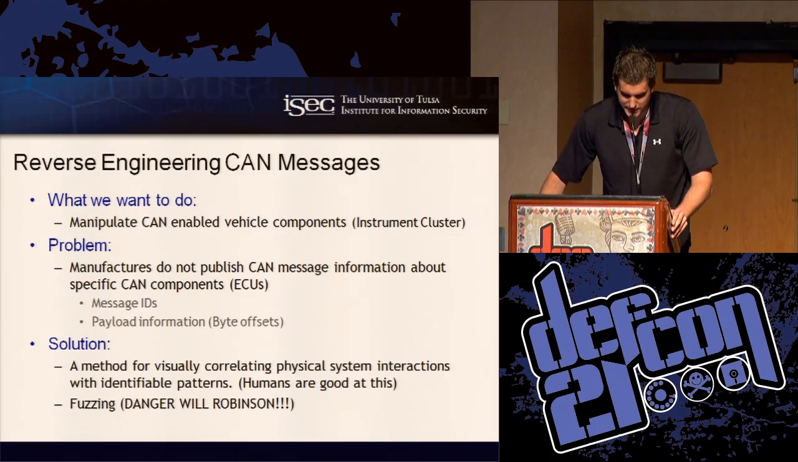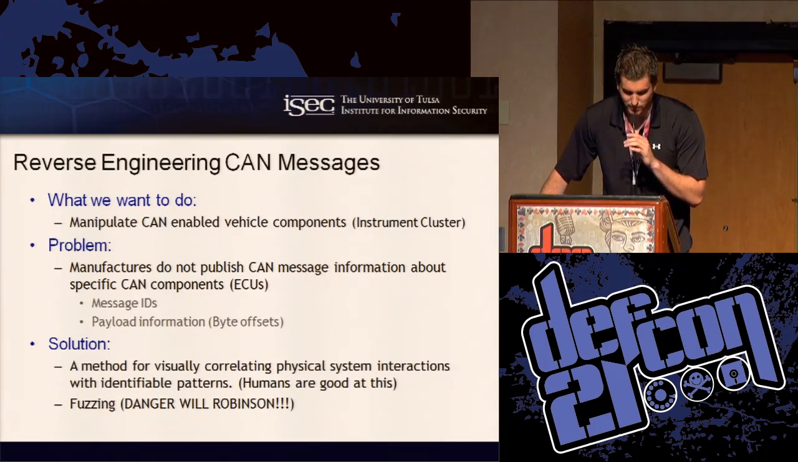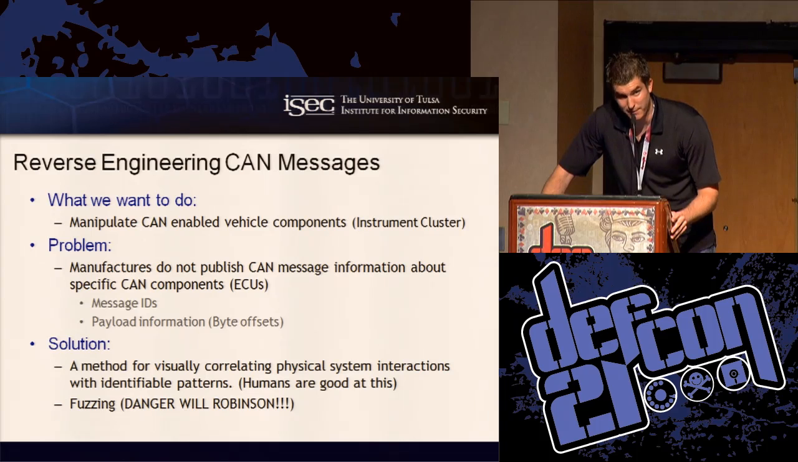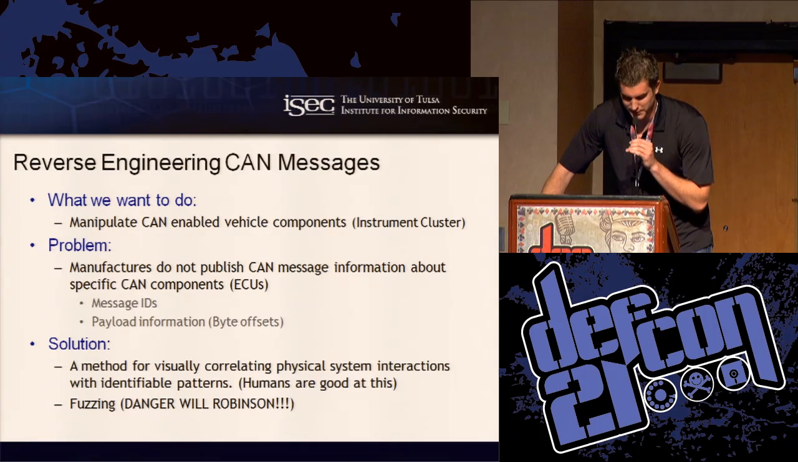We used several methods to figure out how to control the various functionality. The first one was we developed a method for visually correlating physical system interactions with identifiable patterns. And you'll see what I'm saying here in a minute. But humans are inherently good at this. We're inherently good at seeing patterns that we recognize on a graph, maybe something that's indicative of vehicle speed or engine speed. And then for the ones that we weren't able to use this method on, we used some simple fuzzing techniques to identify the various functionality that we're interested in.